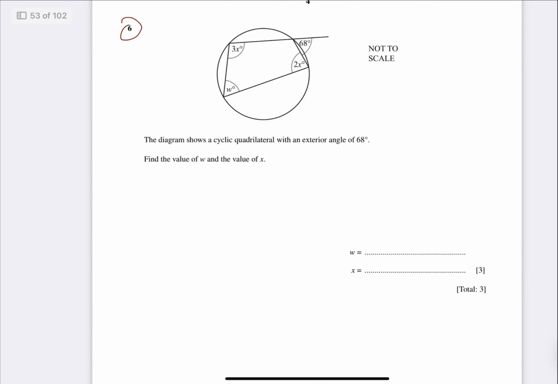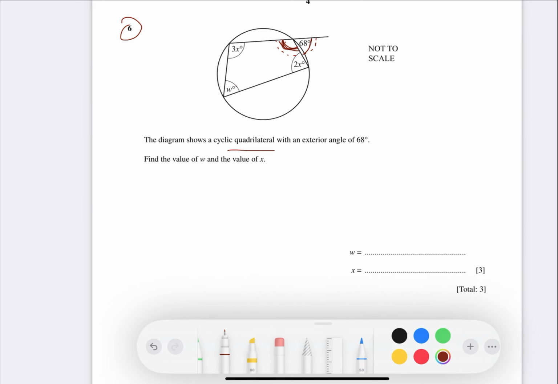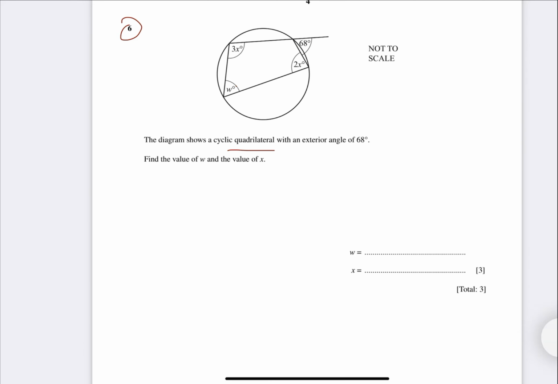This one. The diagram shows a cyclic quadrilateral. So if it is a cyclic quadrilateral, the sum of these two angles will be 180. Yes or no? So if this is 68, this would be 180 minus 68, because this complete D is 180. So I will put this angle as 180 minus 68. What is 180 minus 68? It is 112. So this angle would be 112. Yes or no?